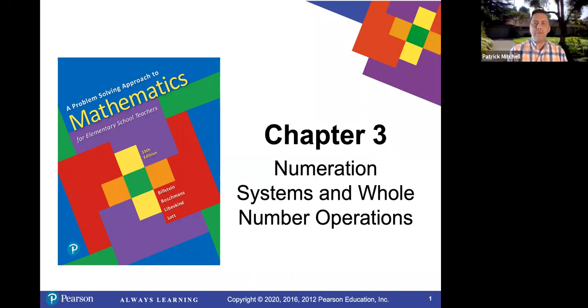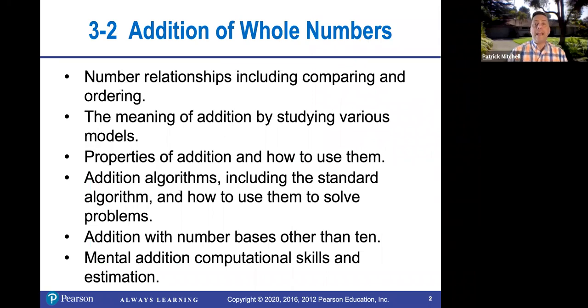We're continuing with Chapter 3 today on numeration systems and whole number operations. So today we're going to be looking at addition of whole numbers, which includes number relationships, including comparing and ordering, the meaning of addition by studying various models, properties of addition and how to use them, addition algorithms, including the standard algorithm, and how to use them to solve problems, addition with number bases other than 10, and mental addition computational skills and estimation.